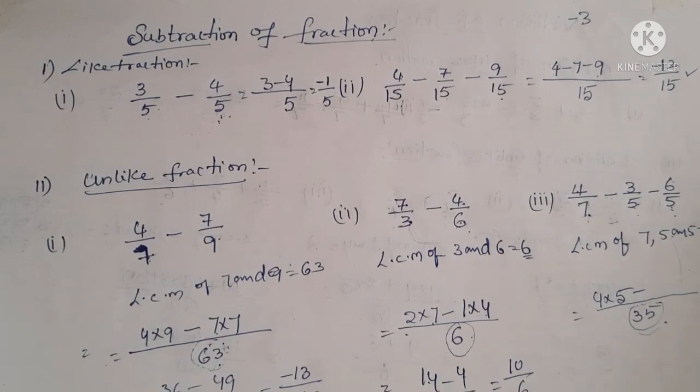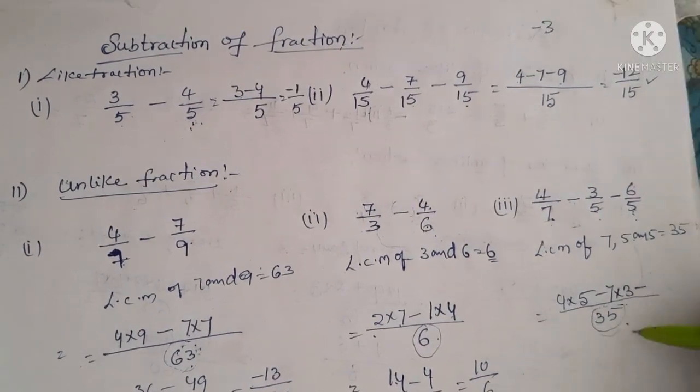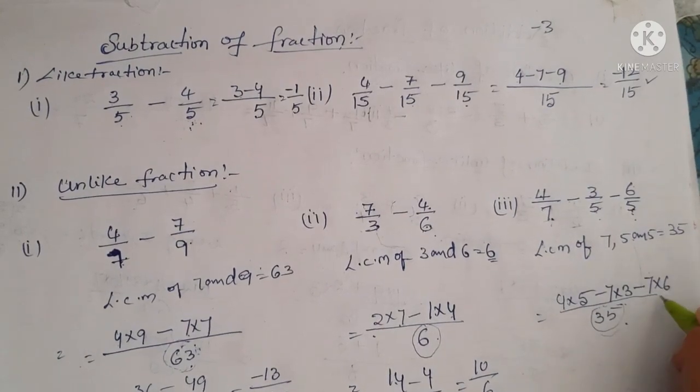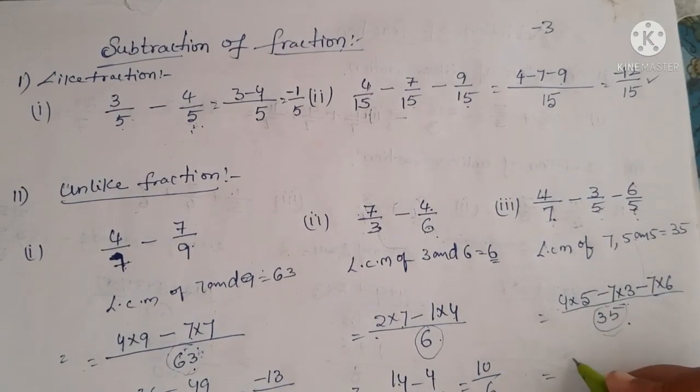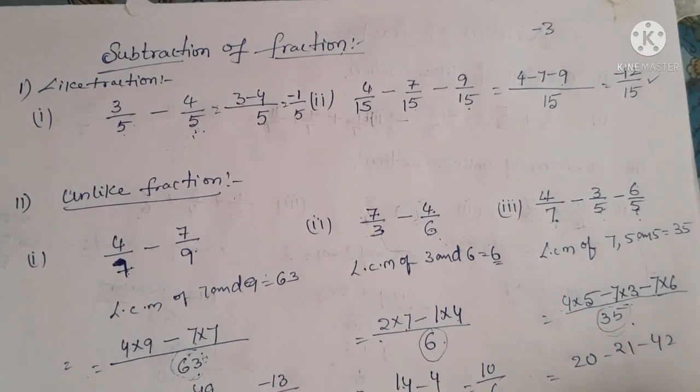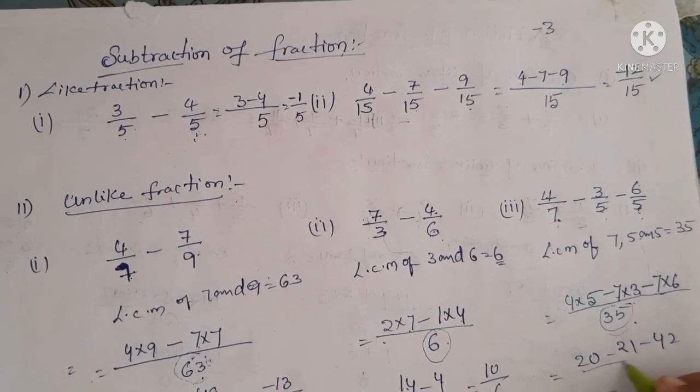So 7 is multiplied with 3. Right here, 7 into 3. Again 35 is divided by 5. You will get 7. 7 into 6. Right here. 4 5s are 20. 7 3s are 21. 7 6s are 42.